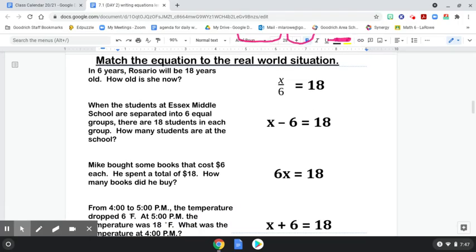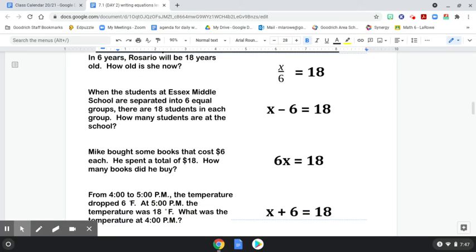So each of these situations has an equation that matches it. Notice that they all have 18 as a total. They all have a variable x, and they all have a constant 6. But we have division, subtraction, multiplication, and addition. Read each situation and we'll match them up to the right equation.